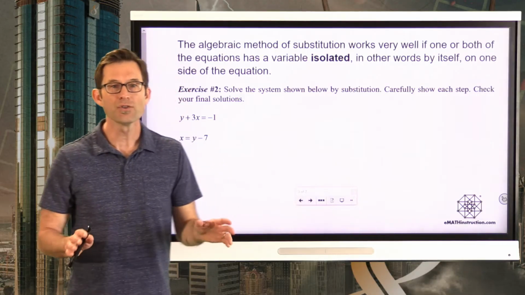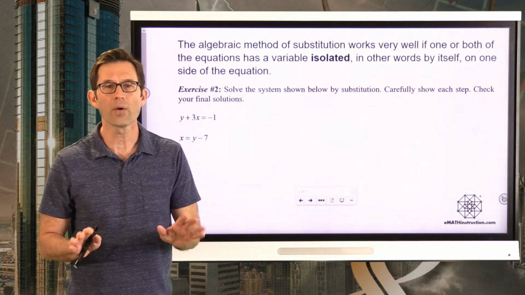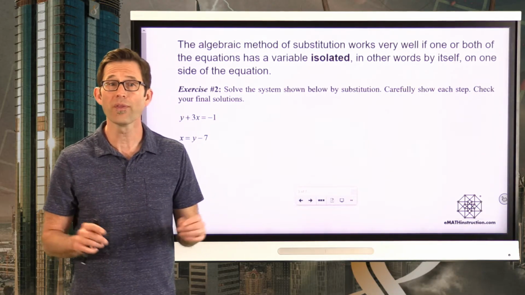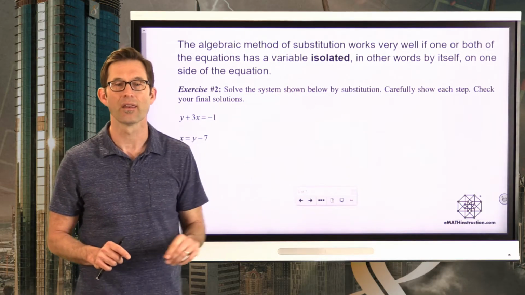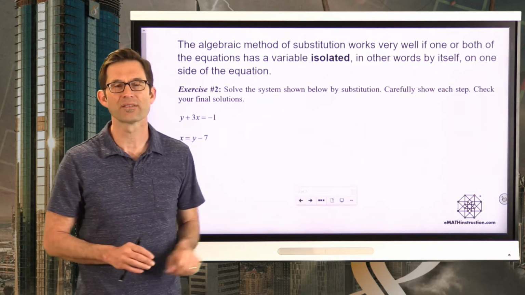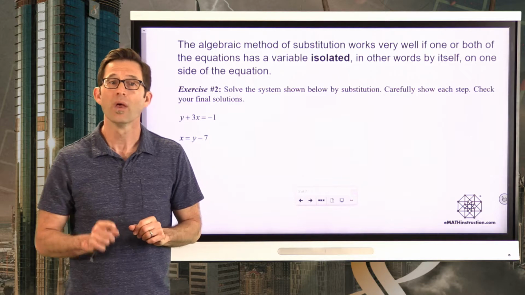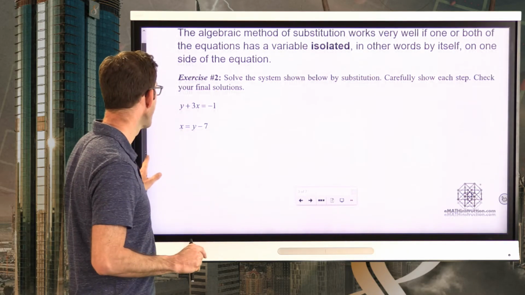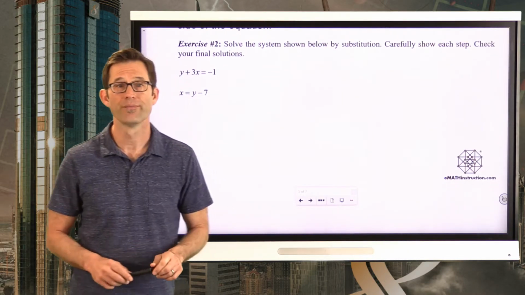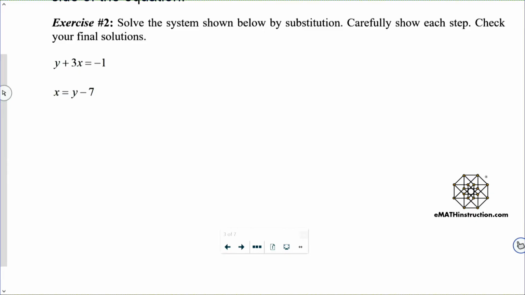Now, the algebraic method of substitution works very, very well if one or both of the equations has a variable isolated, i.e. it's all by itself on one side of the equation. So let's look at another situation like that in exercise number 2. Solve the system shown below by substitution. Carefully show each step. Check your final solutions.